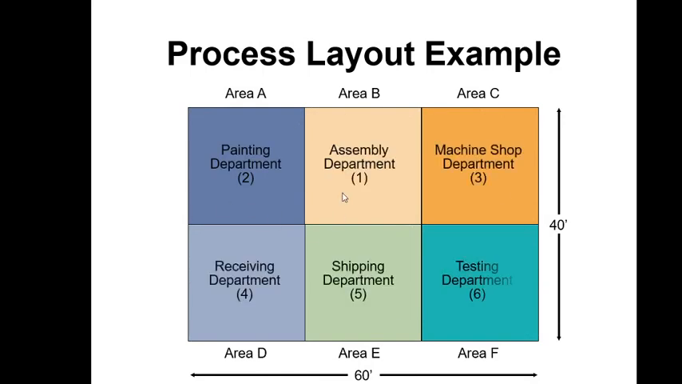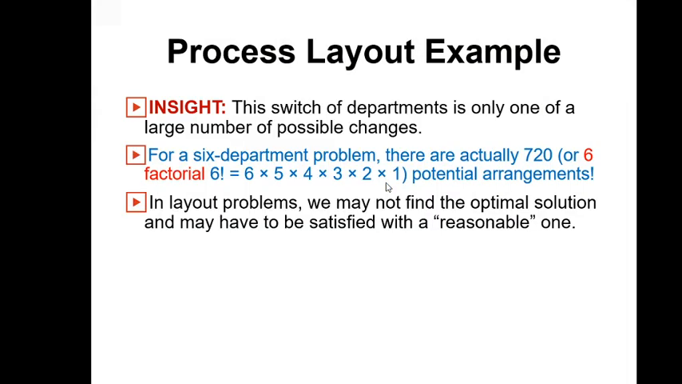Now, just to tell you, this is the second arrangement, and as I told you, we just exchanged two departments. In the first solution, assembly was here and painting was here. When we exchange them, we save money, because when the assembly was here, our cost was $570, but when we exchange the assembly with the painting, our cost was less, only $480. So the second layout, or second arrangement, is better than the first one.